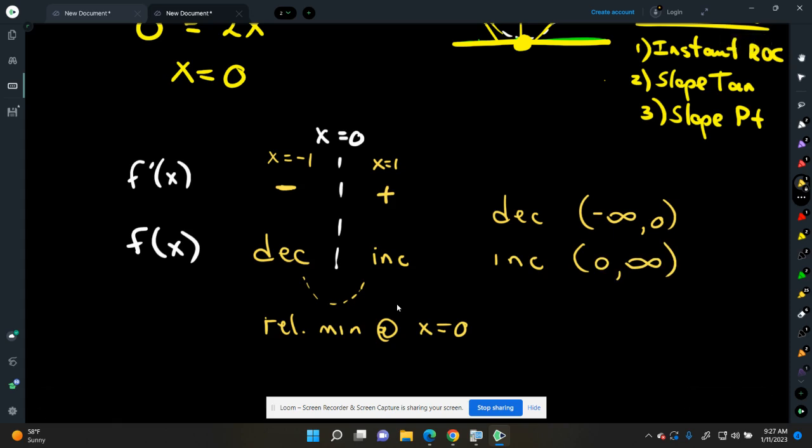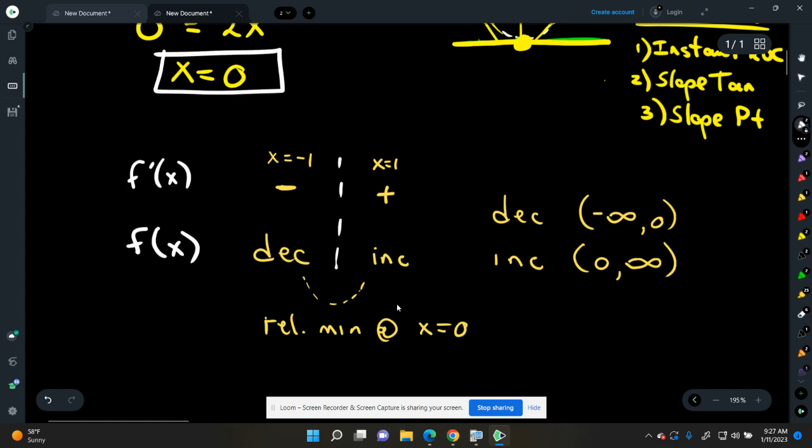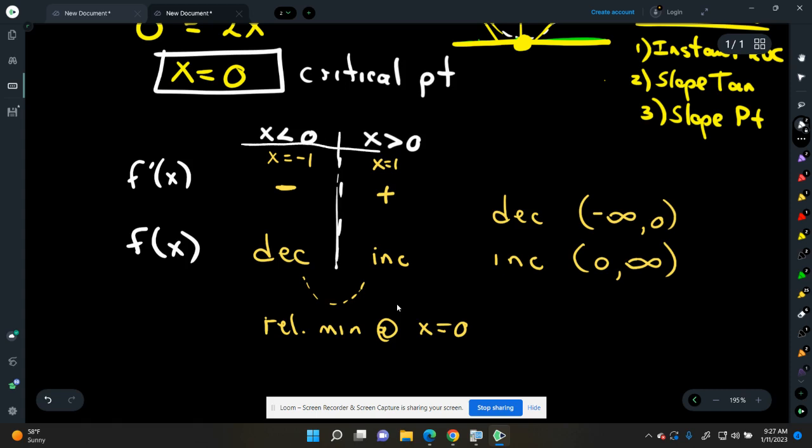Okay. Now, some people prefer, instead of setting up your table like this, setting it up with the intervals. So my critical point is x equals 0. So I'm going to set my intervals up to be x is less than 0, and then here we're going to do x is greater than 0. Some people prefer to set their table up like that because it makes it easier to translate. Yes. So you plug in like the x equals -1 into like the derivative? Yes.